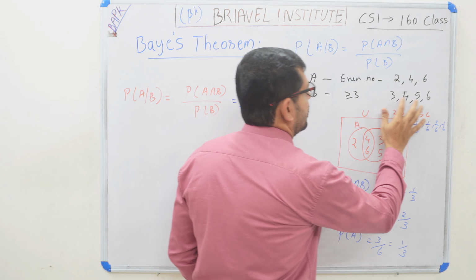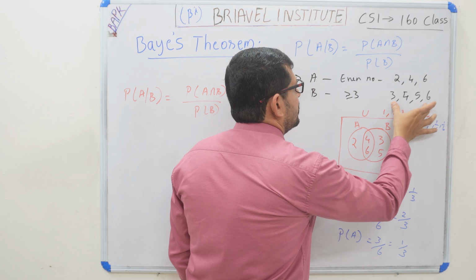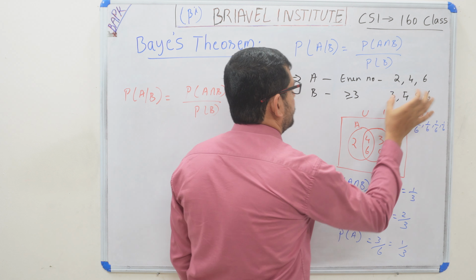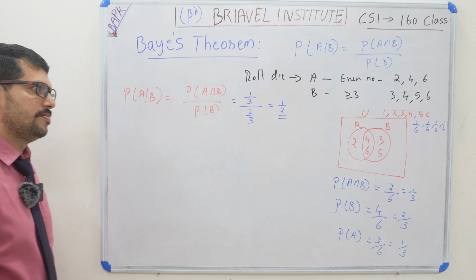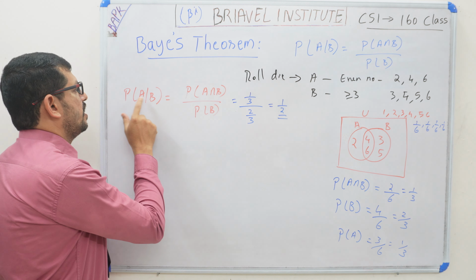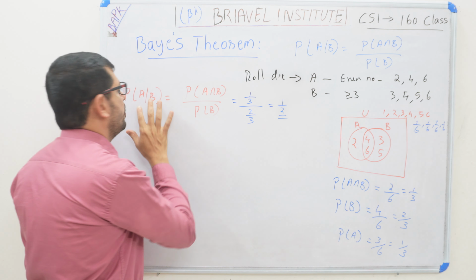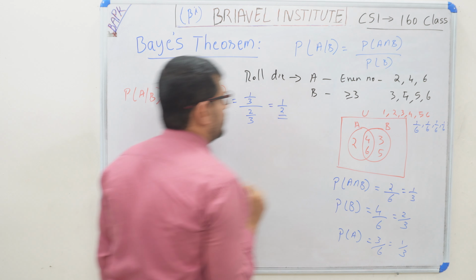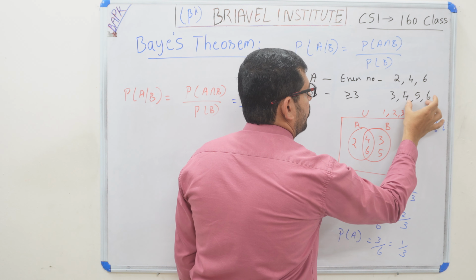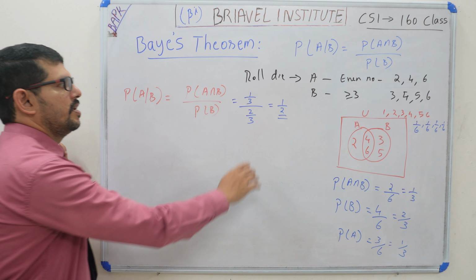Under this condition, what are the terms there? 3, 4, 5, 6. Under this condition, what is the chance of A? 4 and 6, so 2 by 4, which is equal to 1 by 2. So you see, under the B condition, B is the total probability here. A given B, and A is equal to 4, 6. So what is the probability of getting A? There is a 4 and 6 only here. So we can write 2 by 4 is equal to 1 by 2.